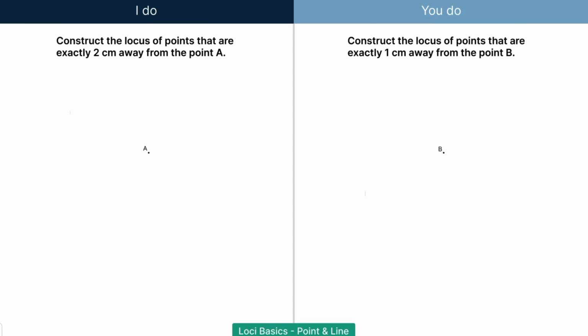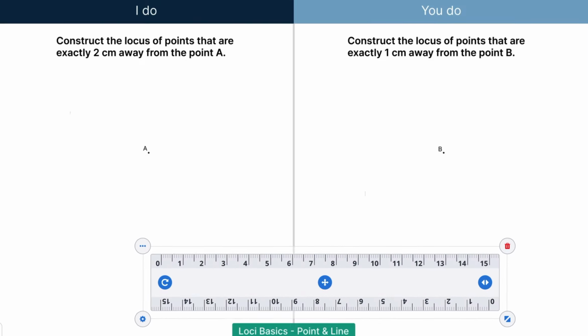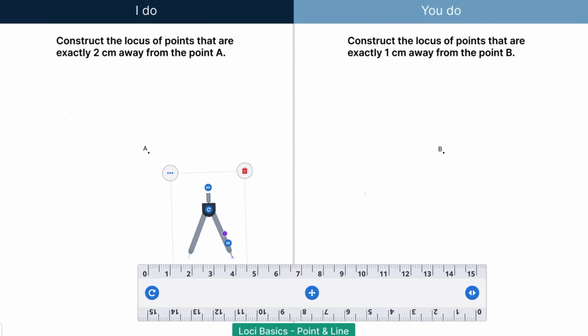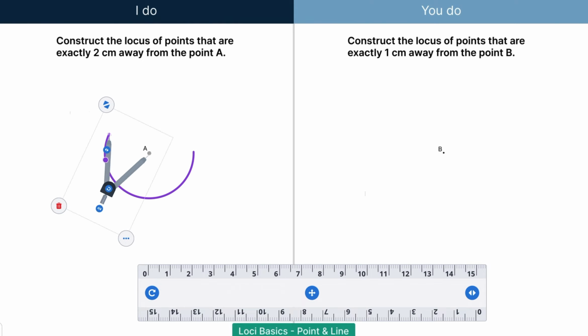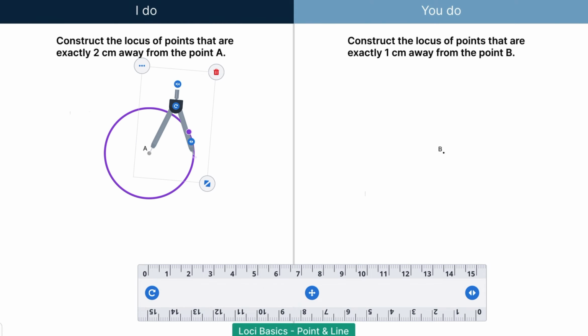So the way we do that is, we grab a ruler and a compass. We need to measure 2 centimeters on the compass. So if I put my compass just there, I think I've already got it set to 2 centimeters, perfect. And then I just put the dot there and I just draw that. And that is how you construct the locus of points exactly 2 centimeters away from point A.